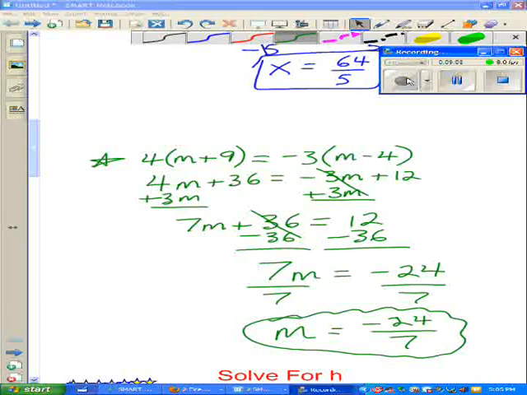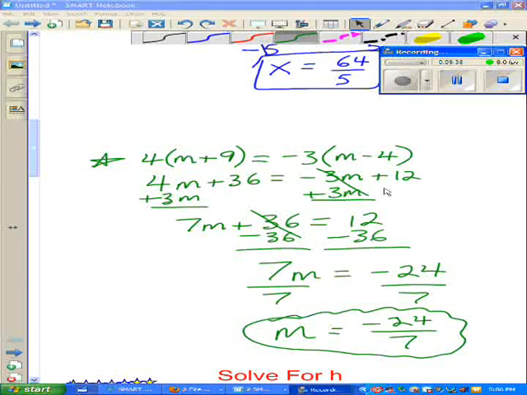Okay, here we are again. Did you guys get -24/7? Let's walk through this one real quick. Very similar to the problem I just worked, but much better numbers. Alright, here we go. Distribute, you get 4m plus 36. Distribute, you get -3m plus 12. Okay, just distributive property. Okay, two-step equation, variable on both sides. Seems to be a recurring theme this morning.